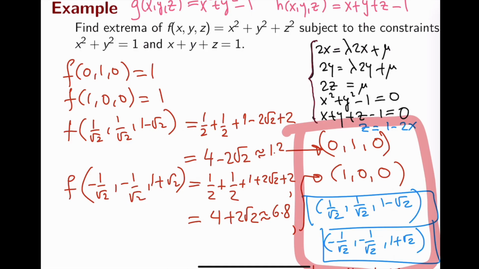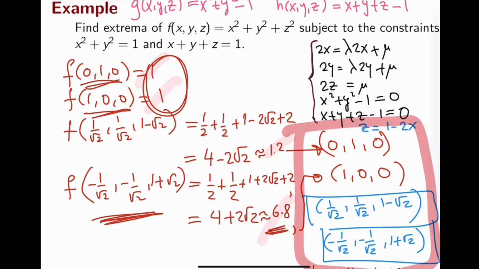Okay, so now is where we need to look at all the values that we got, right? So we have the value 1, the value 1, the value 1.2, and the value 6.8. So we can decide now which one is the minimum and the maximum. So we get that the maximum value is this one and happens at this point. And the minimal value is going to be 1 and happens at these 2 points. So we got then that the maximum value of this function is 6.8 and happens at this point. And the minimal value of this function is 1 and happens at 2 points, 0, 1, 0 and 1, 0, 0.